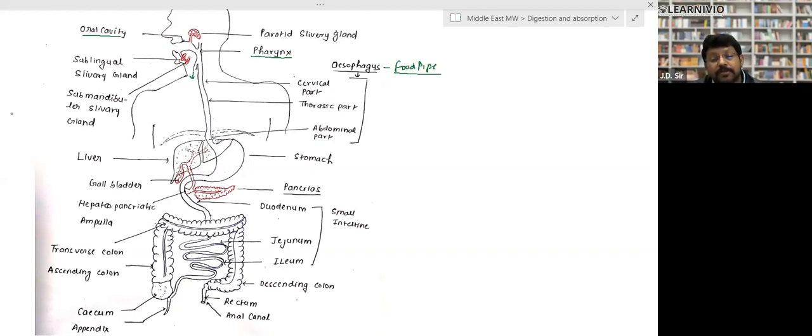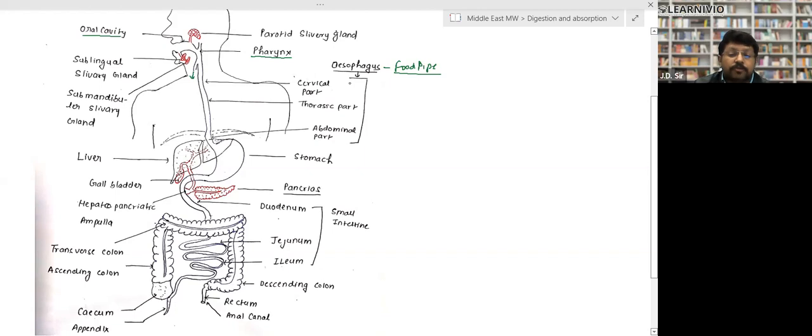Food pipe, esophagus, 25 centimeter. That question has been asked in medical examinations. It was a very simple question, but many of the students made mistakes, right? So we'll dictate all these things. Just try to focus over here. Try to understand the concept.